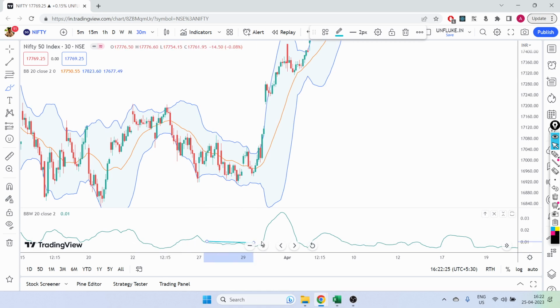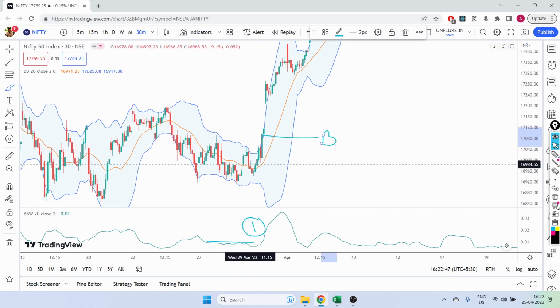And when do we actually take the trade? So I need two conditions. The first condition is that the Bollinger Band width should expand. So this should go up. That's the first condition. And the second condition is that at the same time, the candle should close above the upper Bollinger Band. So somewhere here. So this is where I will be buying. This is where I will be buying.